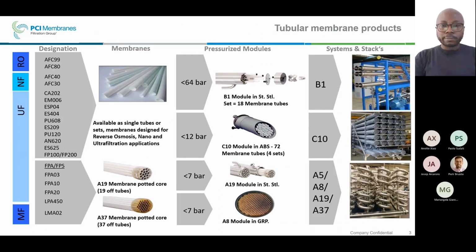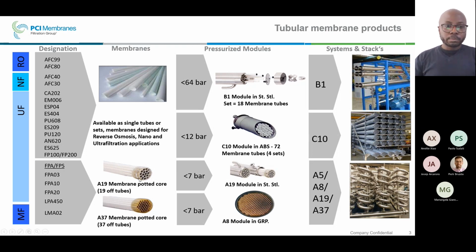So with regards to the first part of the presentation, to talk about PCI's portfolio with regards to the type of membrane that we can supply to you for any sort of application that you have. We have a number of membranes available on the market. As most of you might not know, PCI is mainly known for tubular membranes, but at the same time, we are also known for supplying spiral and hollow fiber membranes. So I'll be talking you through all of these configurations over this presentation.